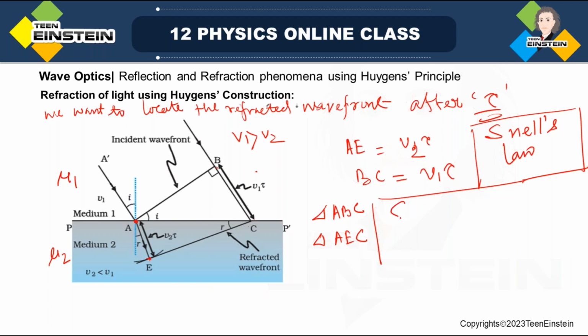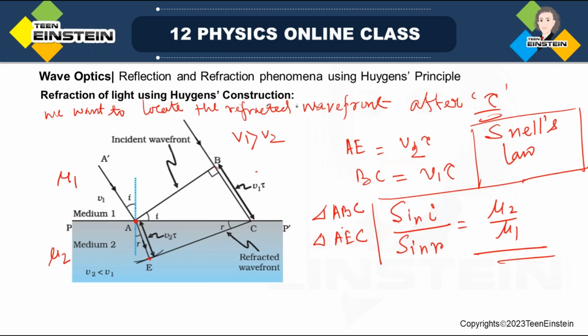Snell's law means what? Sine I by sine R is mu2 by mu1, sorry, this will be mu2 by mu1. Okay, because mu1 sine I is equal to mu2 sine R. So this we have to prove actually. So how to do that? It is not very difficult.